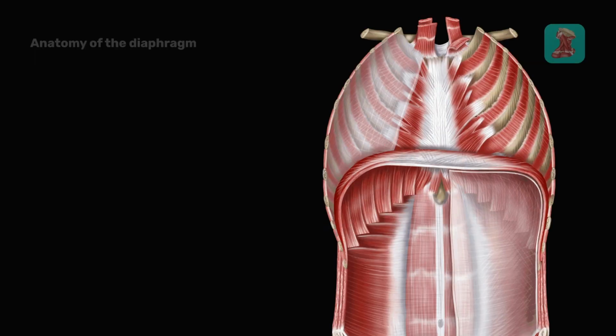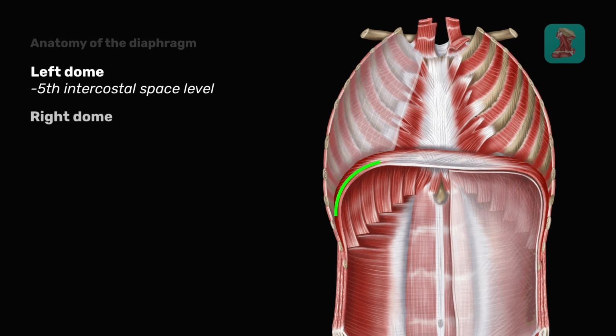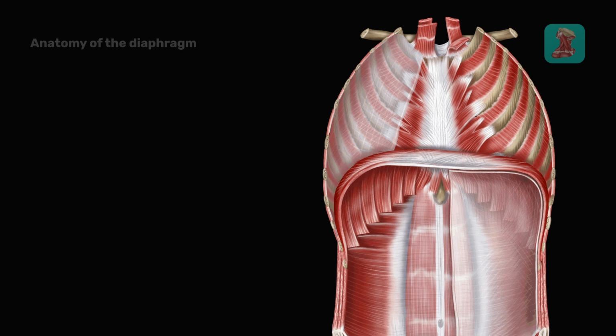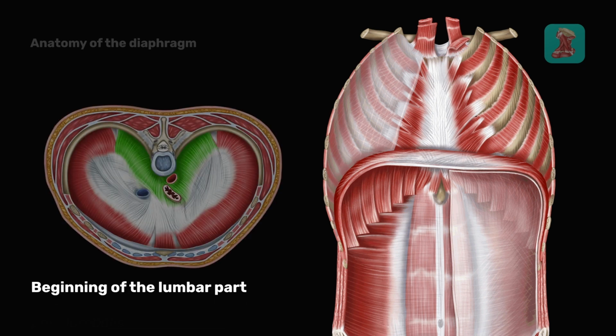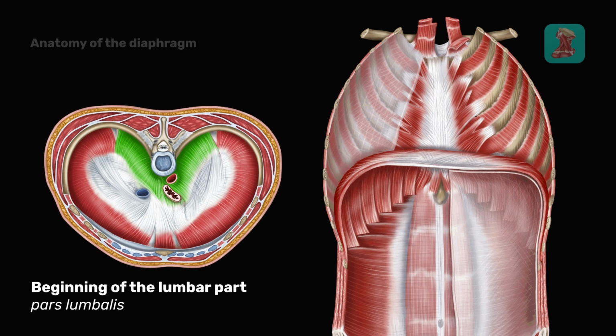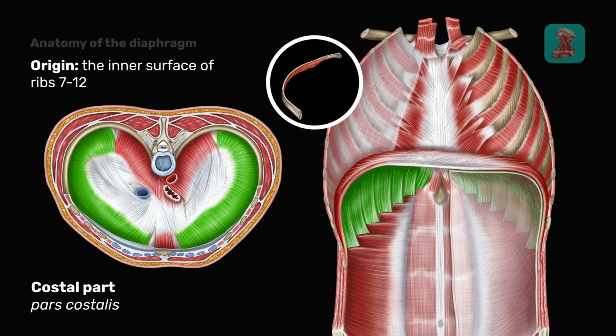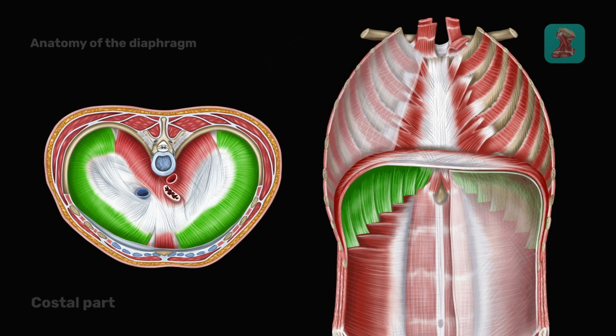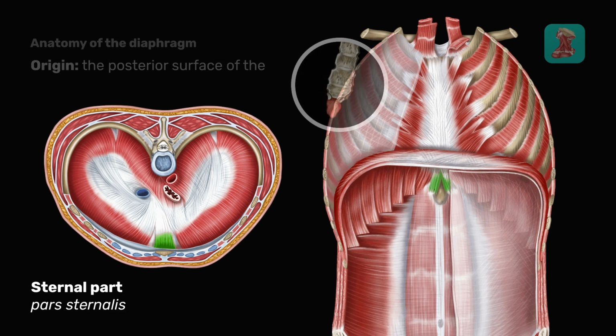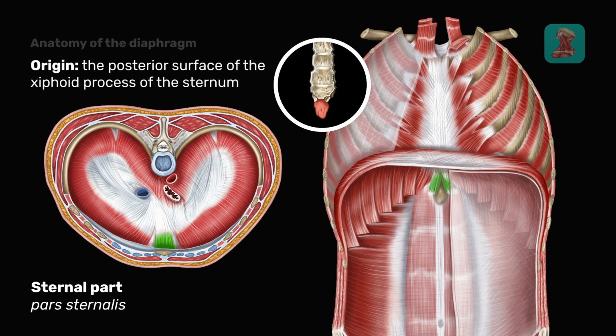The diaphragm forms two domes. The left dome is located at the level of the fifth intercostal space. The right dome is located at the fourth intercostal space. There are three parts of the diaphragm. The beginning of the lumbar part is described in more detail below. The costal part, which starts from the inner surface of the ribs 7 to 12. The sternal part, which arises from the posterior surface of the xiphoid process of the sternum.